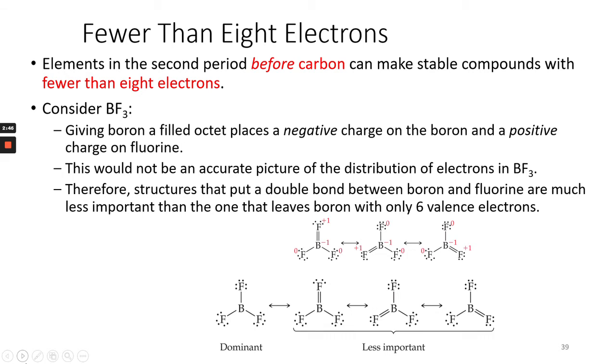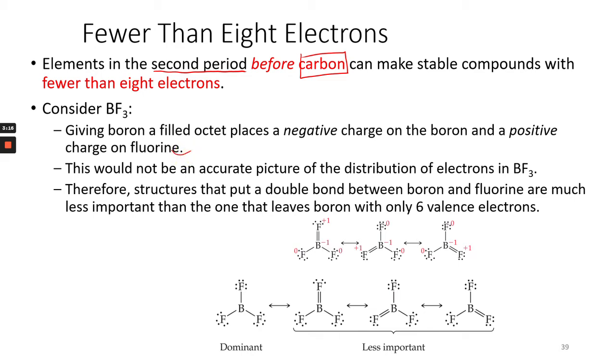So fewer than 8 electrons. Elements in the second period before carbon can make stable compounds with fewer than 8 electrons. So let's consider boron BF3 here. Given boron a filled octet, we'll place a negative charge on boron. So here we have filled octet, filled octet, filled octet. All of them have a negative charge on boron and a positive charge on fluorine.